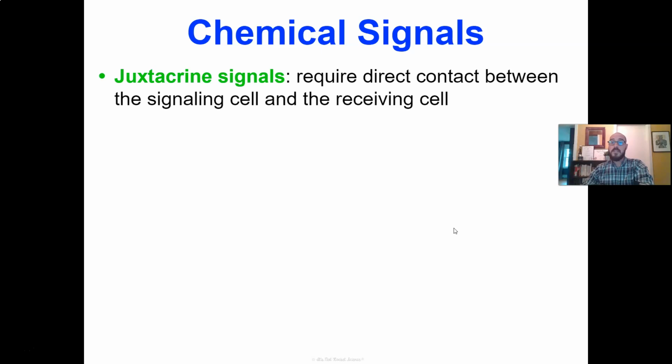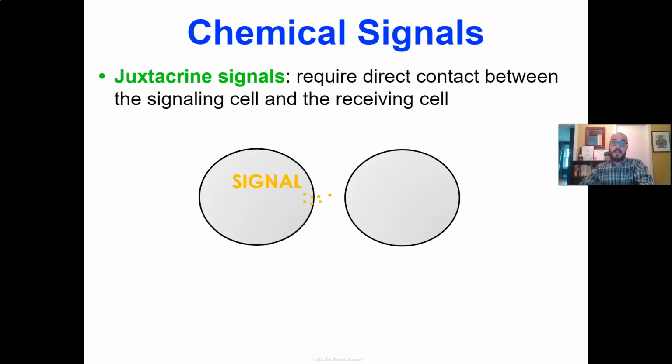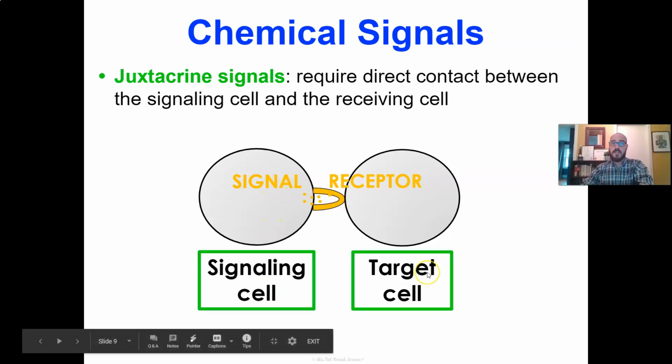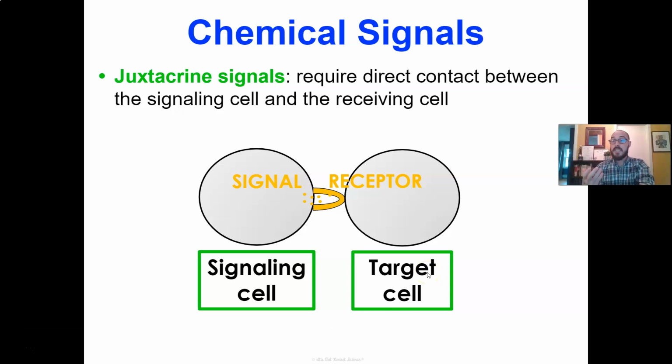What's another type of signal? This is a juxtacrine signal. This requires direct contact between a signaling cell and a receiving cell. So here's our signaling cell. You can see our signal right here, and you can see the receptor of this one is touching this one. So here's our signaling cell, and here's our target cell. We tend to not do this type of cell signaling that much. Bacteria do it a lot.